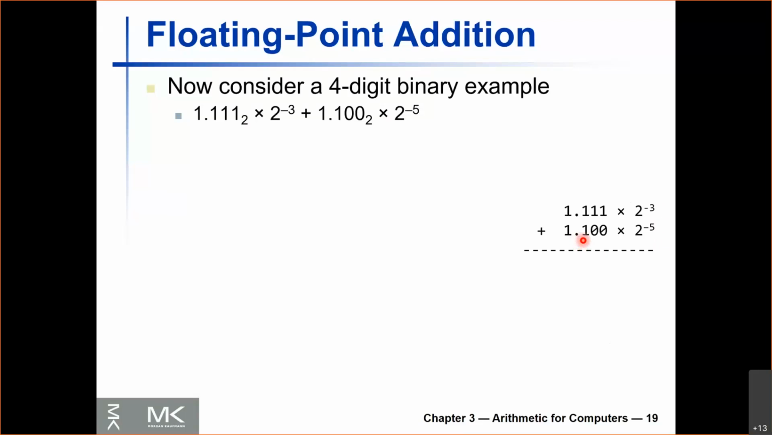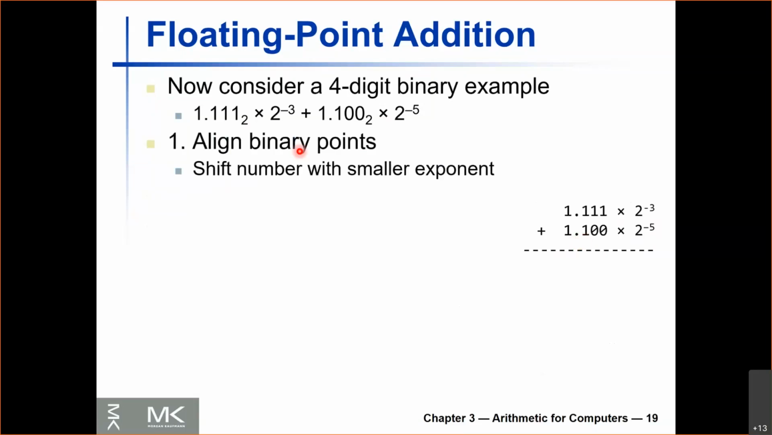Well, we're going to look for the smaller number. We're going to align the binary point by shifting the number with the smaller exponent. The number with the smaller exponent is 2 to the negative 5. So we're going to take this point and shift it 2 to the left. Why 2 to the left? Where did I get 2 from? Right, exactly. Negative 3 minus negative 5 is 2.